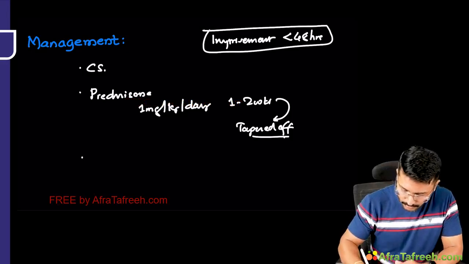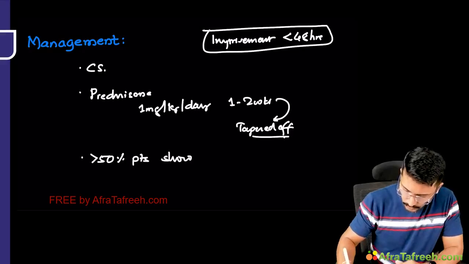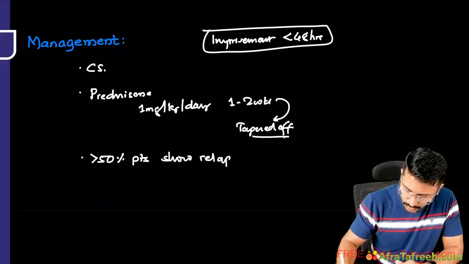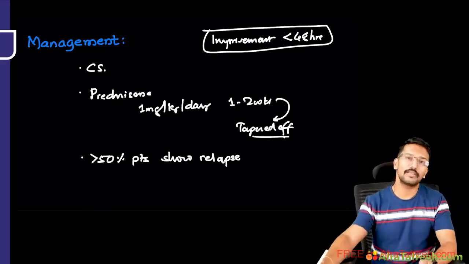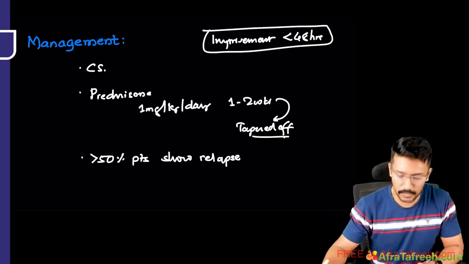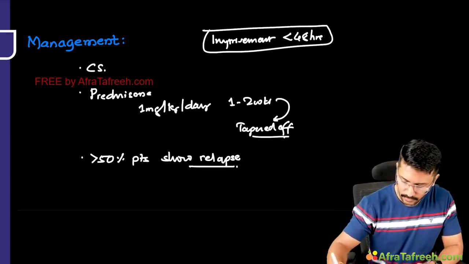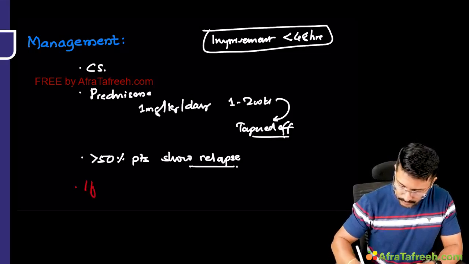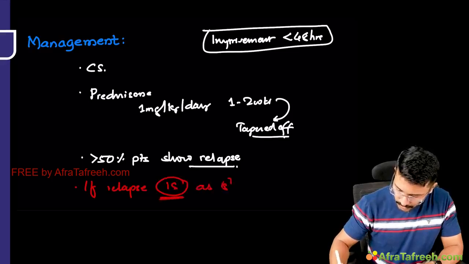But we have to remember that more than 50% of patients show relapse. So the relapse might occur when you're trying to taper off the steroids, or sometimes several weeks to months after you have totally tapered off the steroids. Okay, and if relapse happens, such patients might require immunosuppressants as steroid sparing agents.